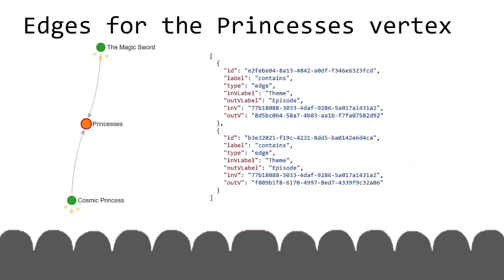Now, edges for the princess's vertex. Some things to note with those in the JSON. Notice here that we've got the label contains. The contains does not show in the graph rendering. However, you do see that this is a type of edge, and you can see inV label, outV label, inV, outV, things like that. The inV label is where it is coming into, and the outV is where it is coming out of.